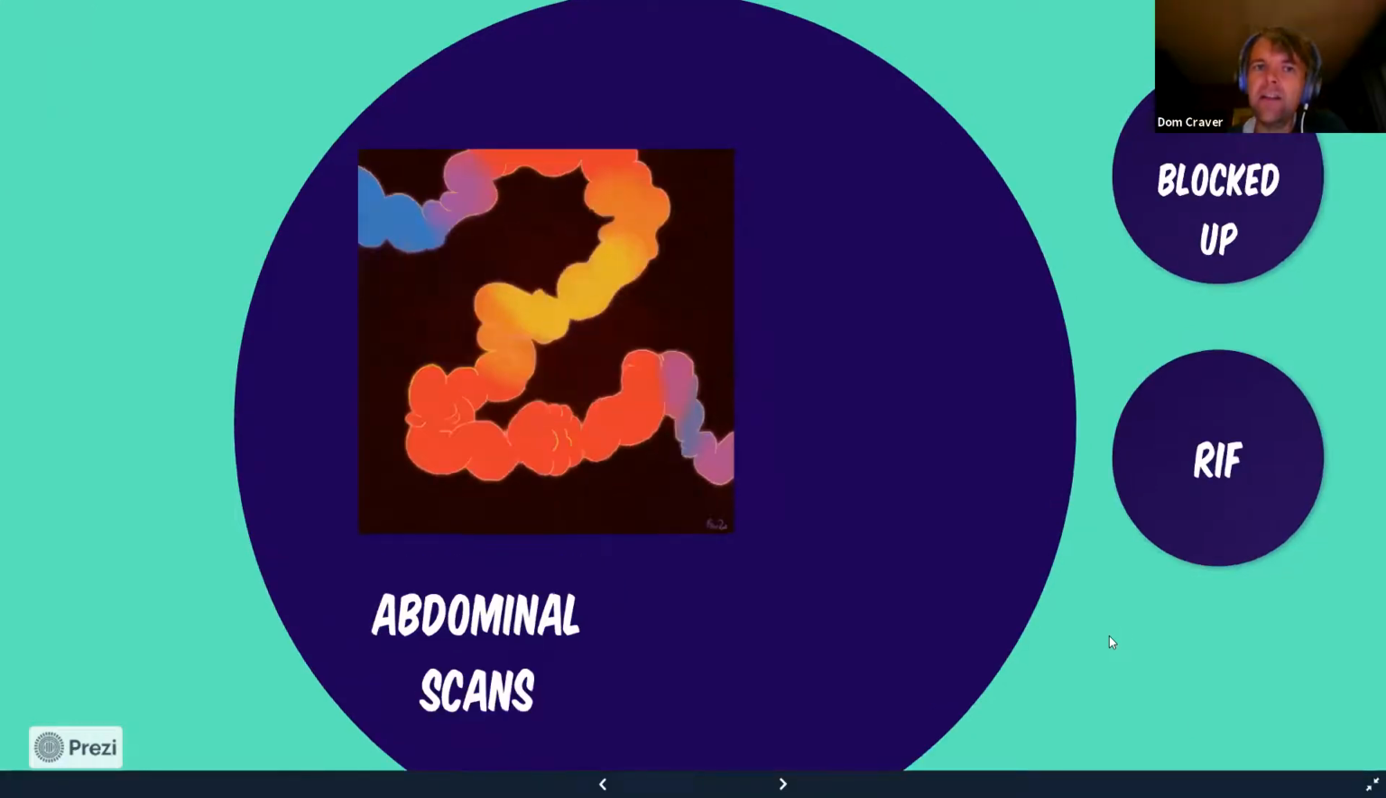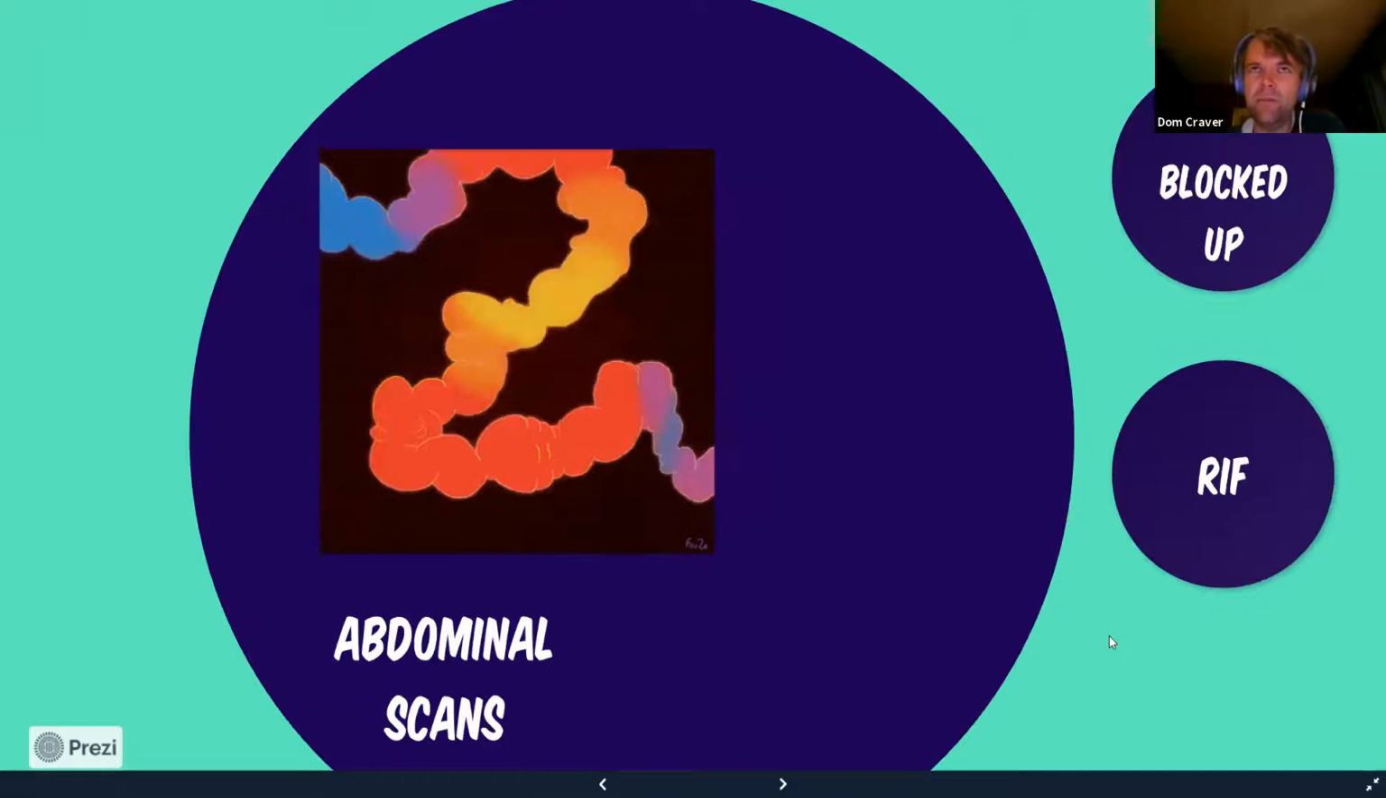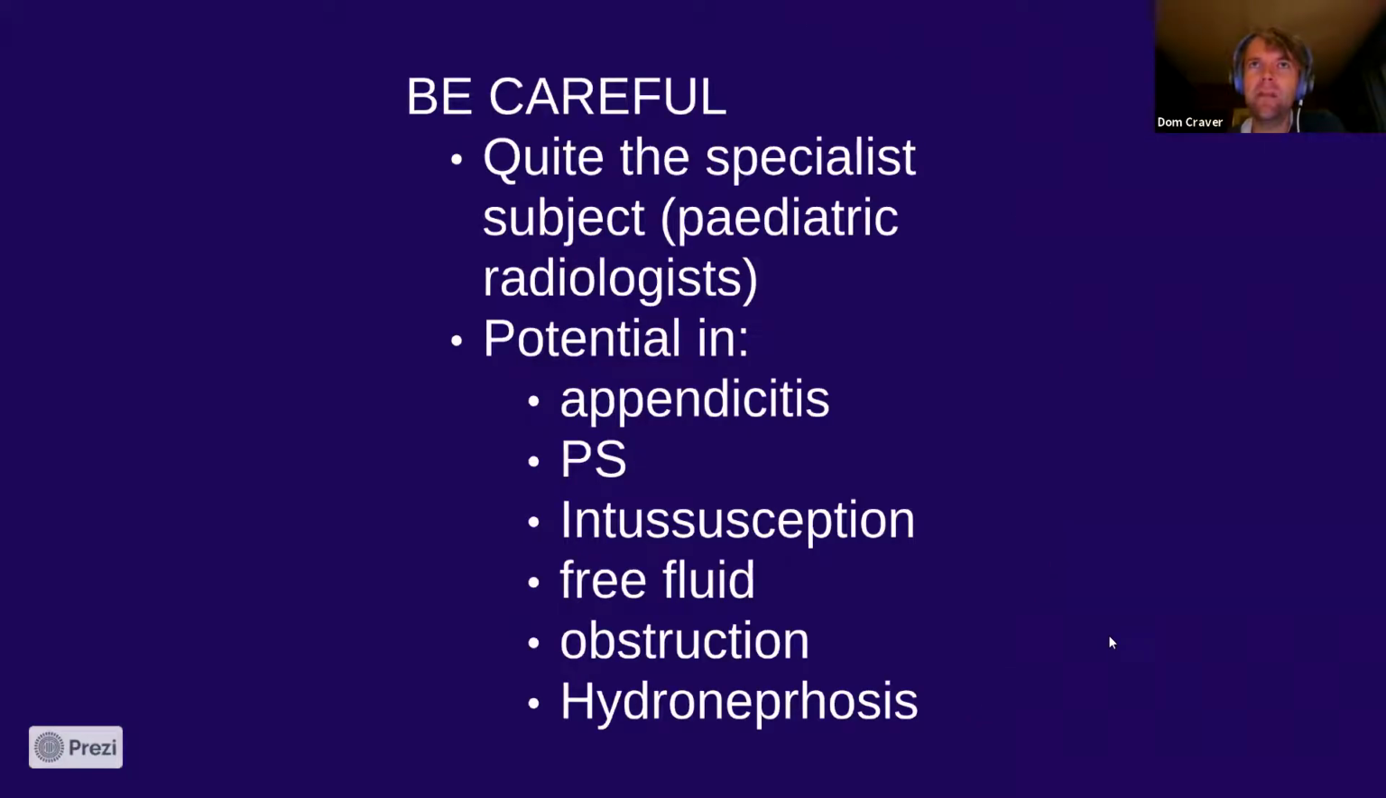I think the thing to note is just got to be careful, especially with kid scanning, but with abdominal stuff, it is quite specialist. That's why we've got paediatric radiologists, but it's got great potential. So it's useful as an adjunct, like with the hip one, to our clinical picture and examinations, so looking for appendicitis, looking for pyloric stenosis. I haven't got my own one yet, so I've not made an image about it, but I've seen a couple so far. Intussusception, really useful.